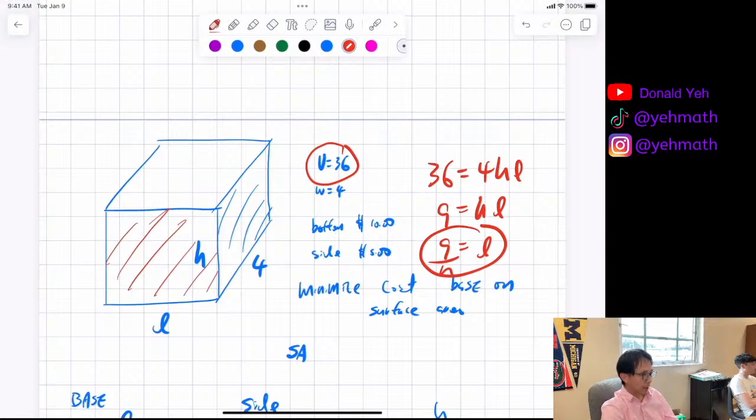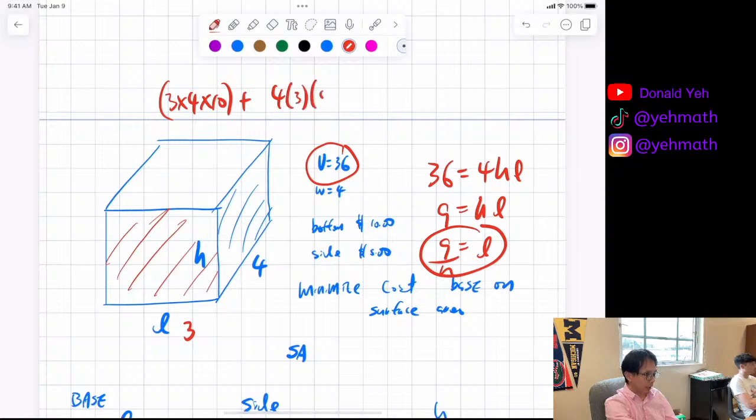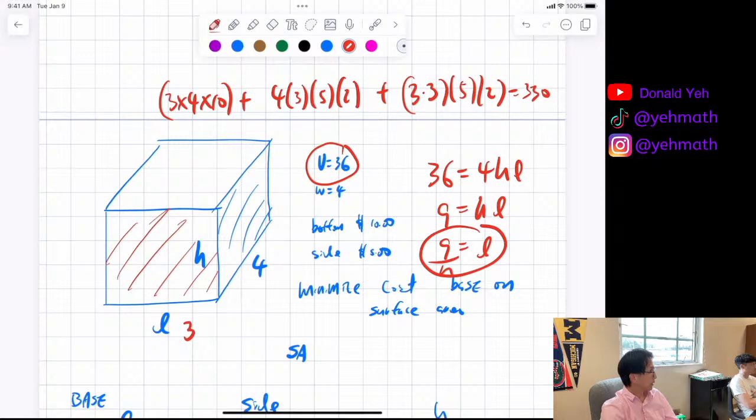Yeah, so this is 3, right? So 3 times 4 times 10, right? Plus 4 times H, where H is going to be 3, and this is 5 times 2, plus H and L, I think it's 3 times 3 times 5 times 2. And if you add together, it should be 330.